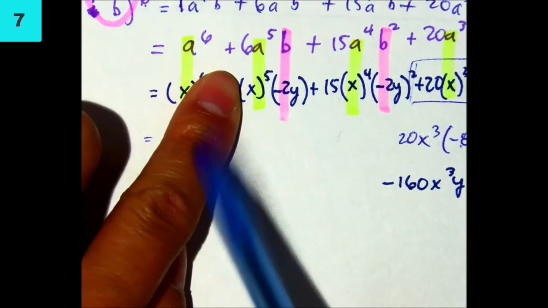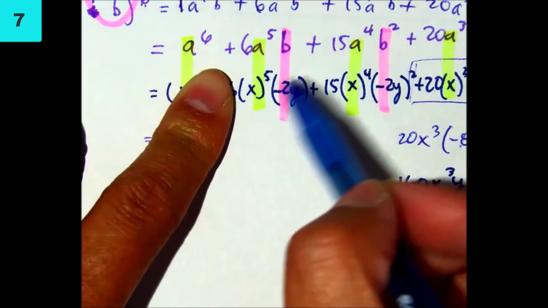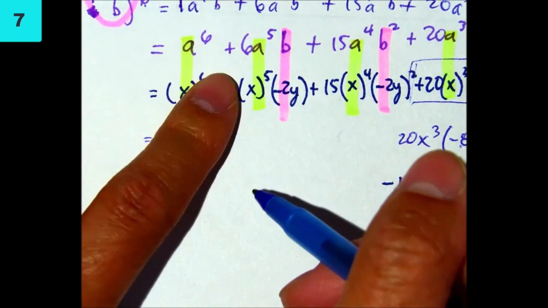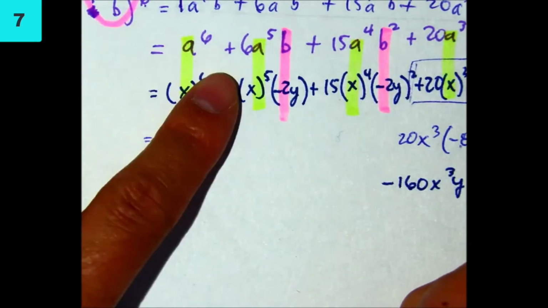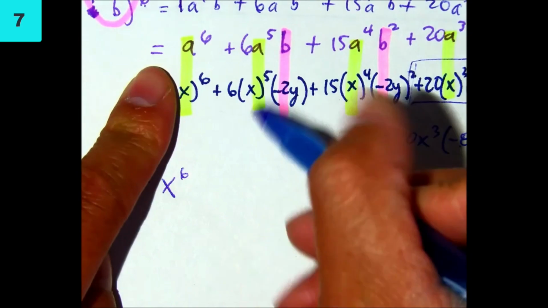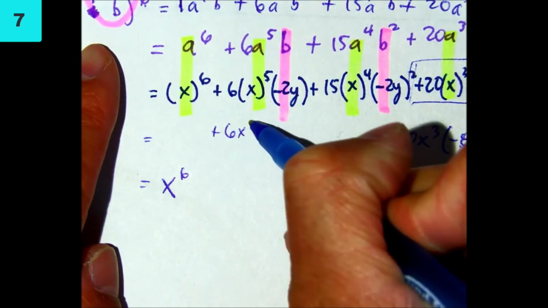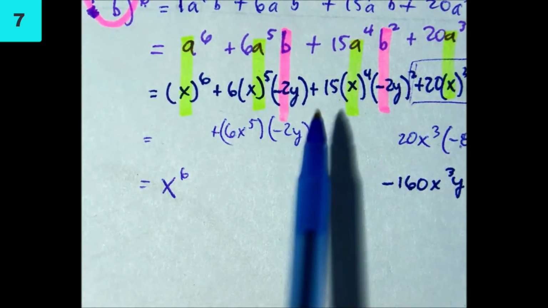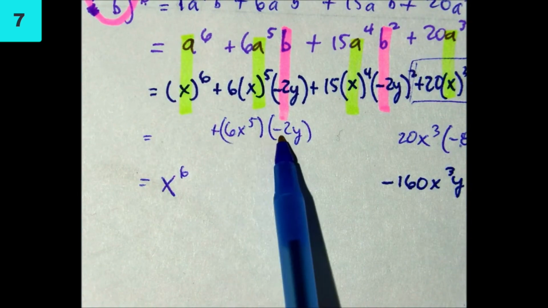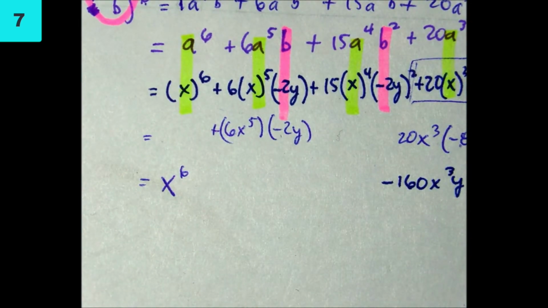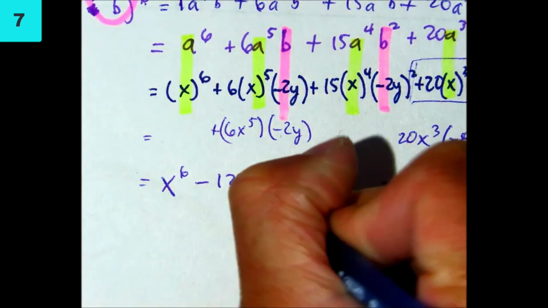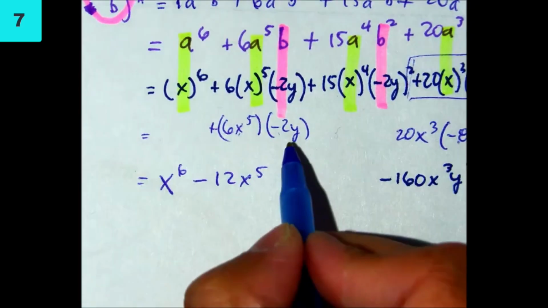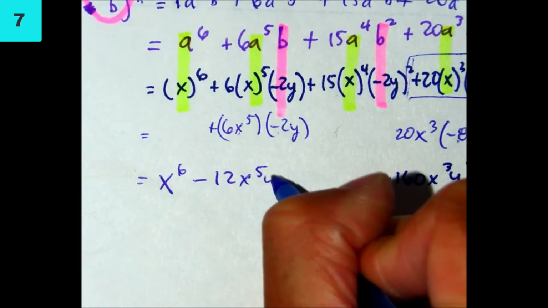Okay, what's x to the 5th? If you wrote out 5 x's, what do you get? You just get 6x to the 5th. Okay. Caesar, now we're going to have to multiply 6 times negative 2. What do you get? Negative 12. x to the 5. Raise your hand if you got that.